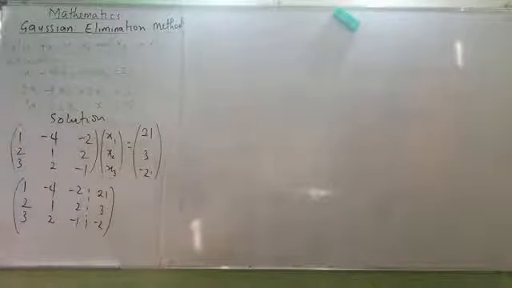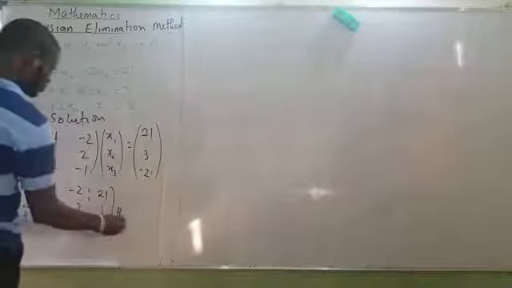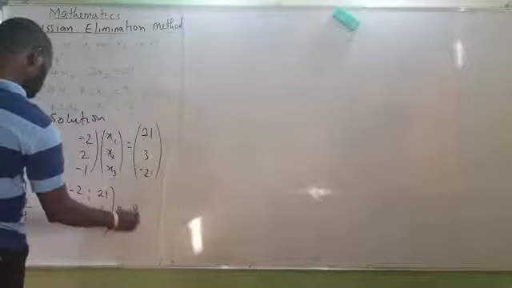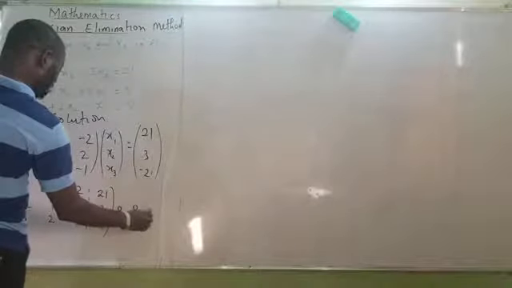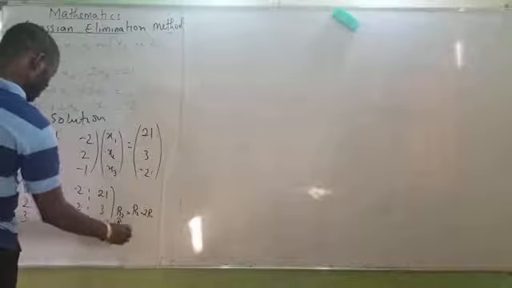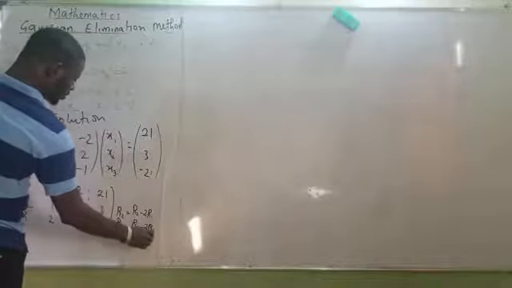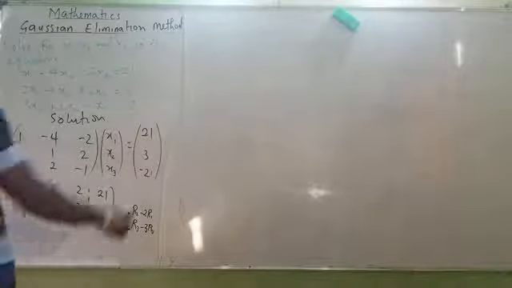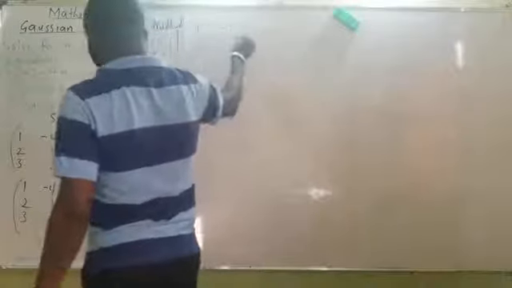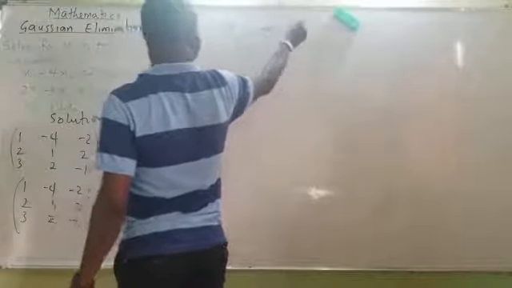Now, since I have that, at this point I can start to reduce. I will say that R2 equals R2 minus 2R1, and R3 equals R3 minus 3R1. Now, since I have that, I'm ready to manage the board. At this point I can write 1, minus 4, minus 2, and 21.